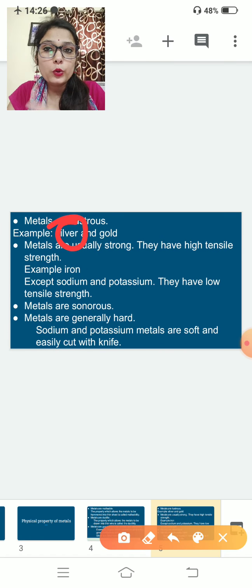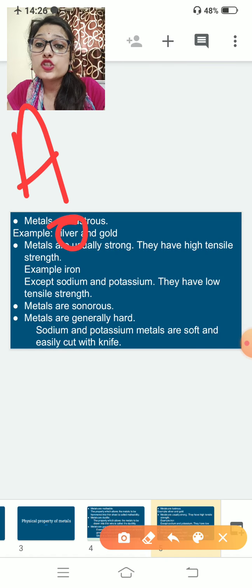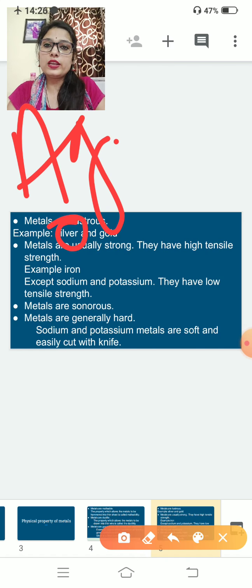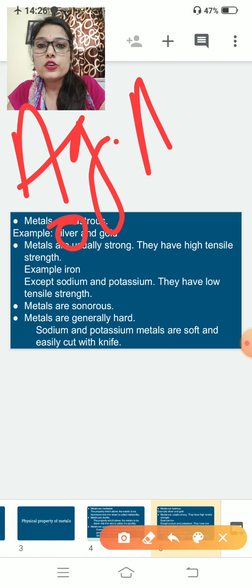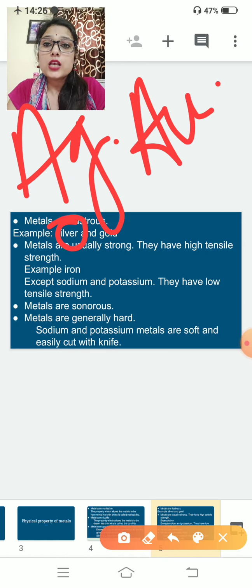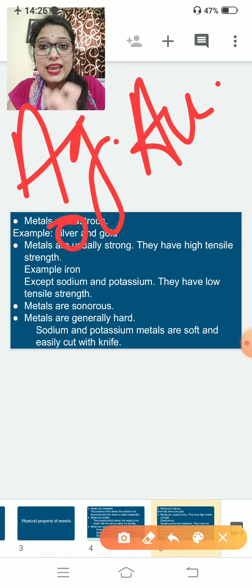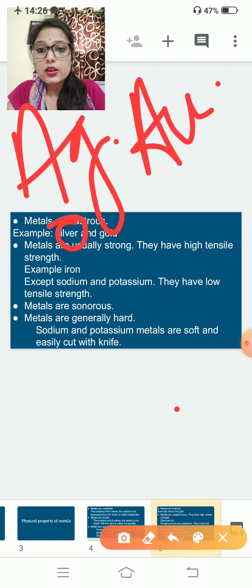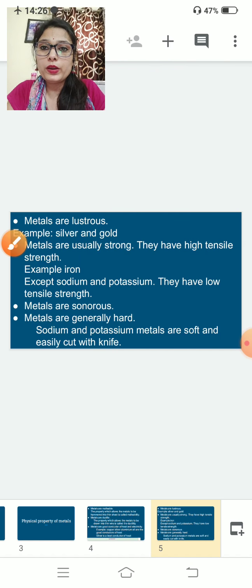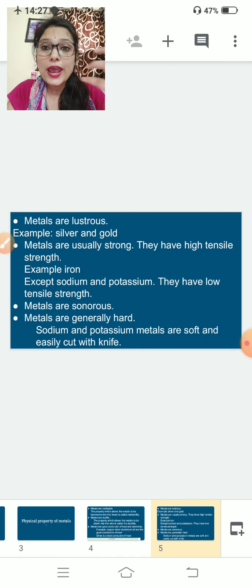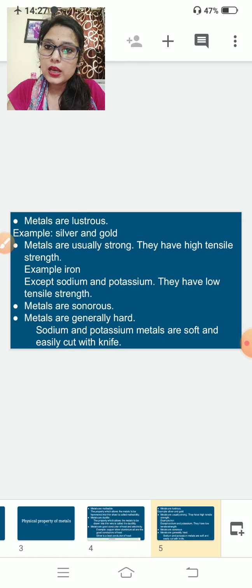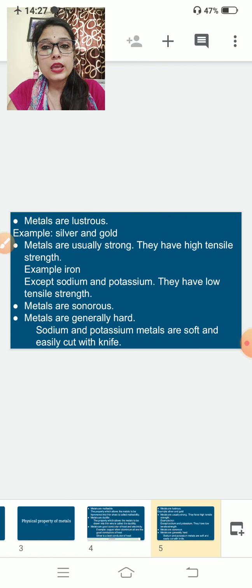What is the symbol of silver? I told you earlier. It is Ag. And what is the symbol of gold? It is Au. Clear? So what is the fourth property? The fourth property is that metals are lustrous. That means metals have a shiny appearance. Example is silver, Ag, and gold, Au.